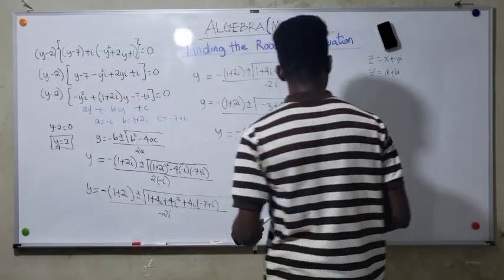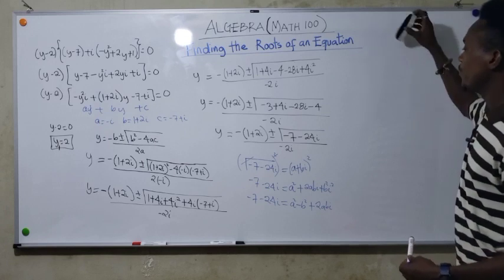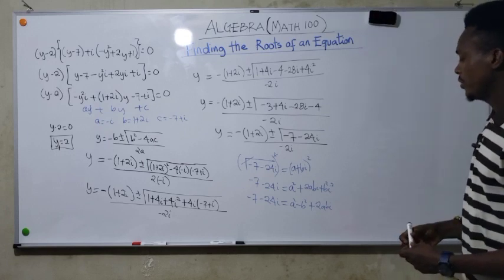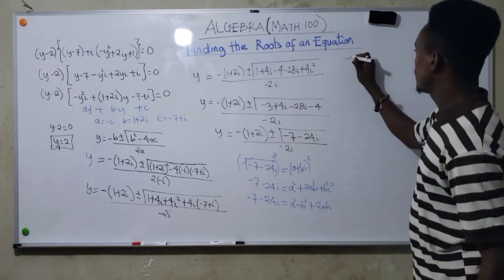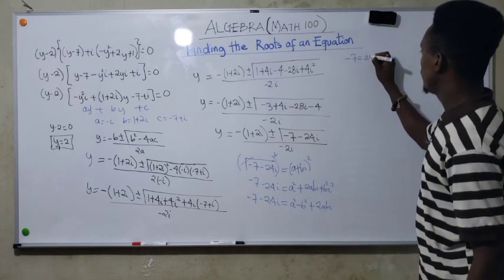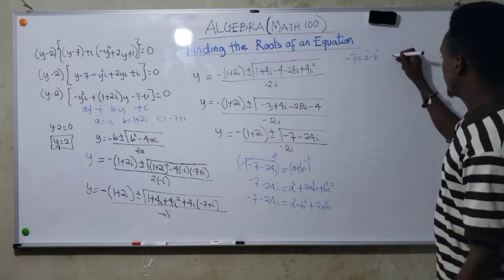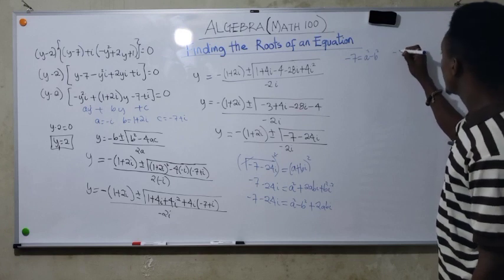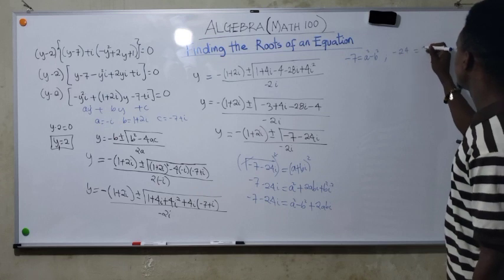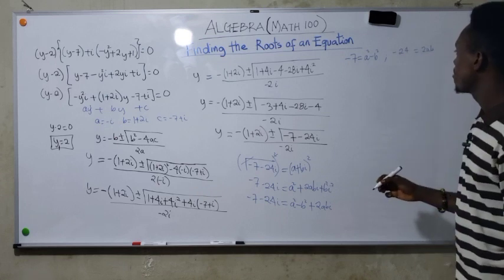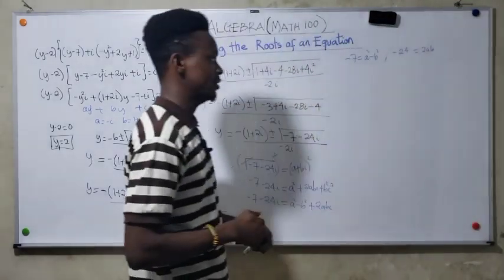Again, we group real numbers together and imaginary numbers together. So the real part here is -7, equal to a squared minus b squared. And the imaginary part here is -24, equal to 2ab. So we can make either a or b the subject.